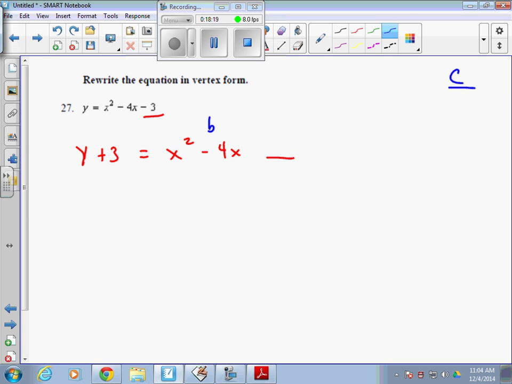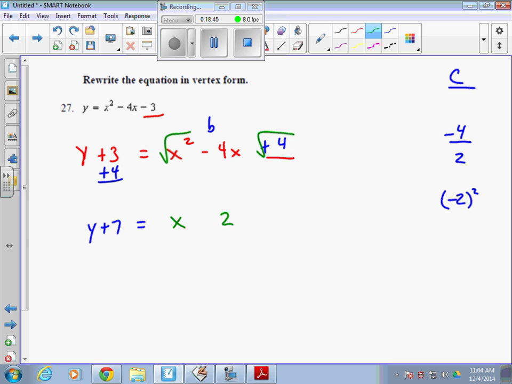Our b value divided by 2, negative 4 divided by 2 is negative 2, and negative 2 squared is 4. Again, if you add 4 to the right, your new c value, you have to add it to the left to balance it out. Y plus 7 equals, now we have a perfect trinomial. Again, take the square root of the first one, x, the square root of the last one, 2. This is the sign that goes in between them, and that entire binomial is squared. One more step to make vertex form.